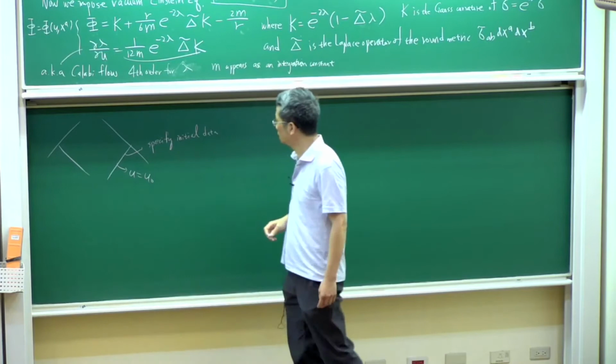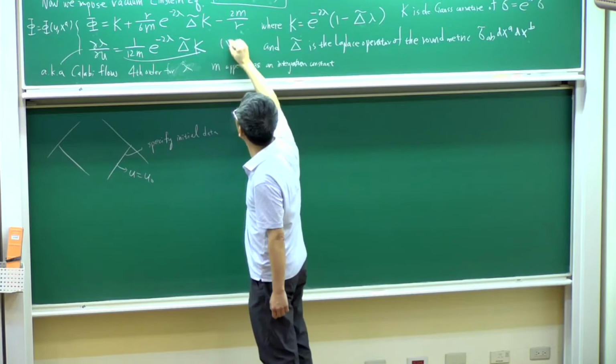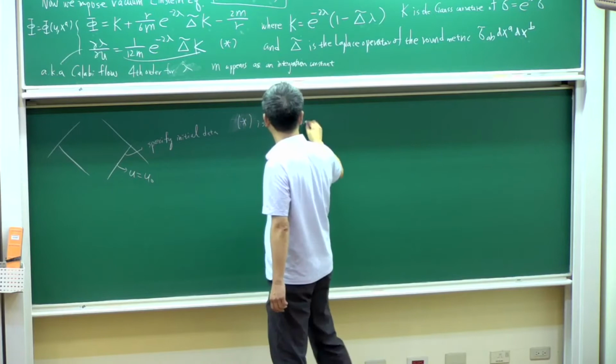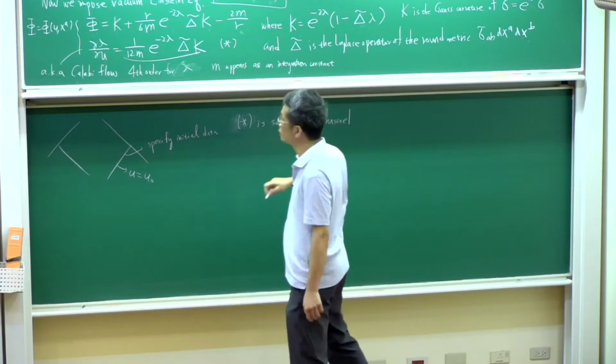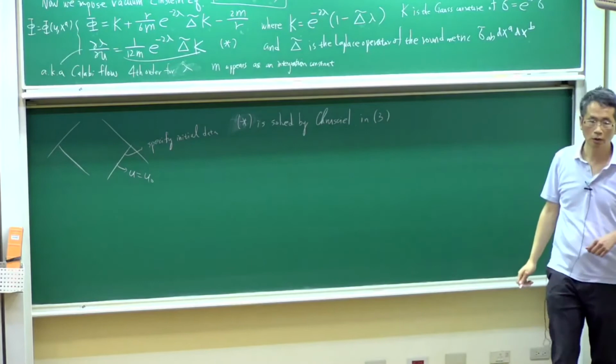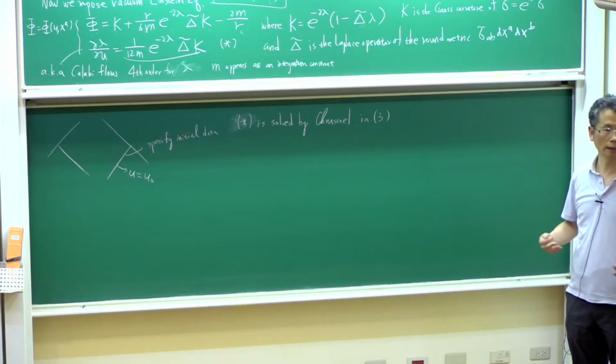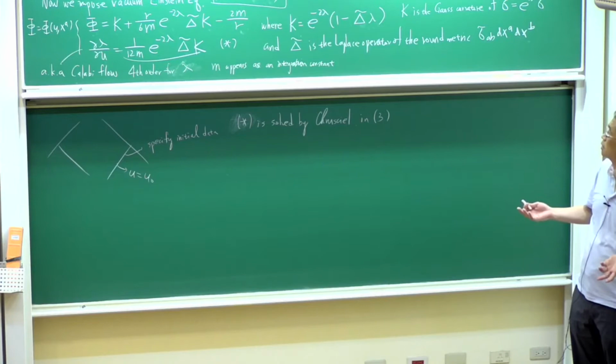Okay, so this equation, let me call it star, is actually solved by Kushiel, in reference 3. So you can actually solve this equation. But unfortunately, this is no longer explicit. I mean, you have to solve a parabolic equation. So unlike the Vidal space-time. But you can see that by choosing this gauge, the Einstein equation really just reduces to a single equation here.